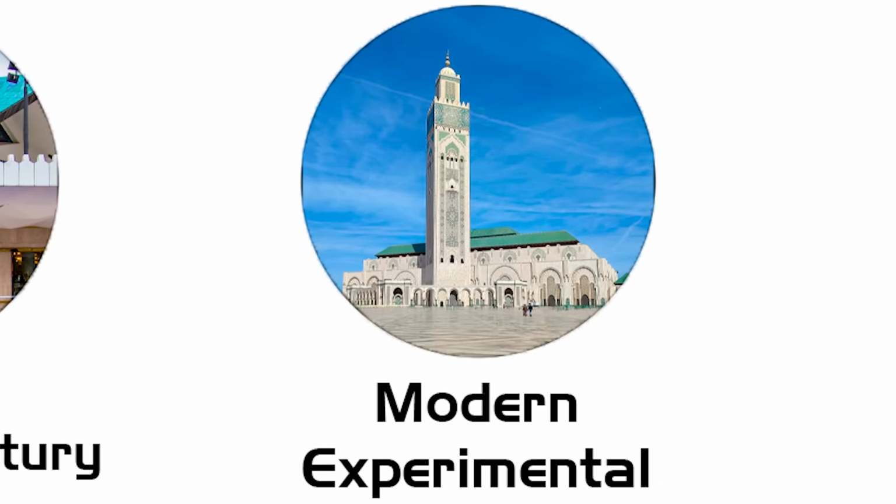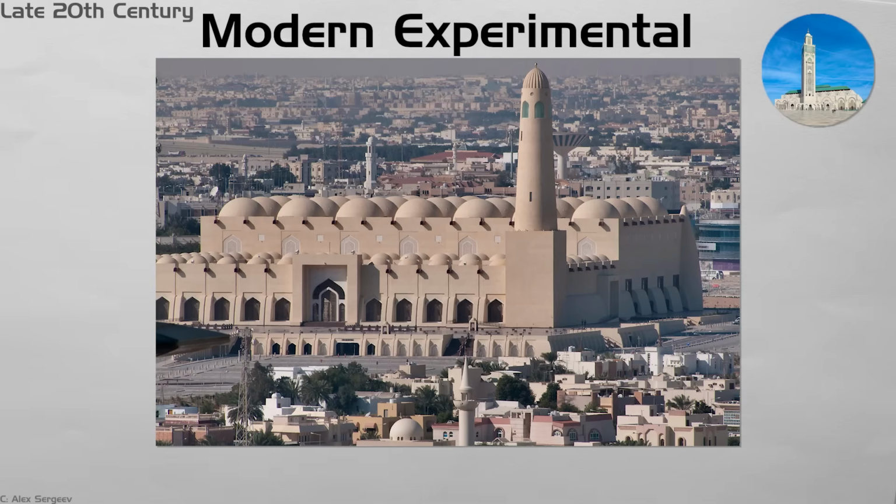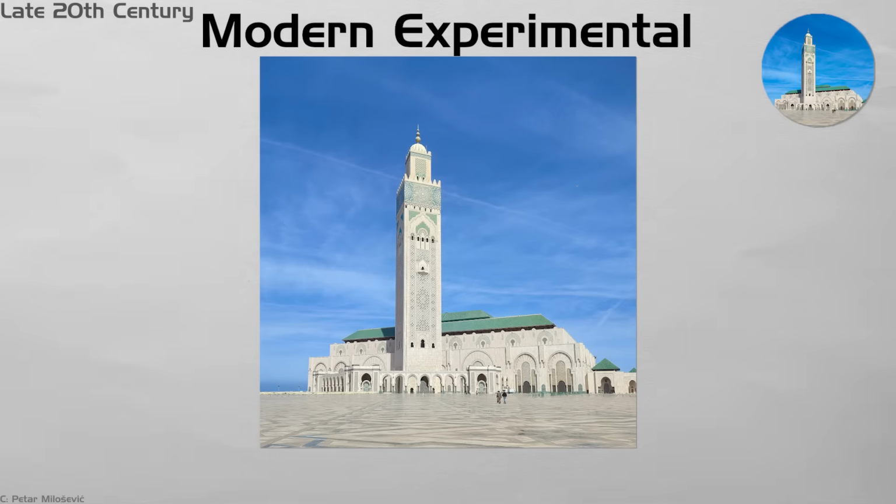Modern experimental. In the late 20th century, technological advances allowed for more daring mosque designs. Architects played with shapes, introducing glass facades, curtain walls, and abstract domes. The Hassan II Mosque in Casablanca stretches partly over the Atlantic Ocean, boasting one of the world's tallest minarets.